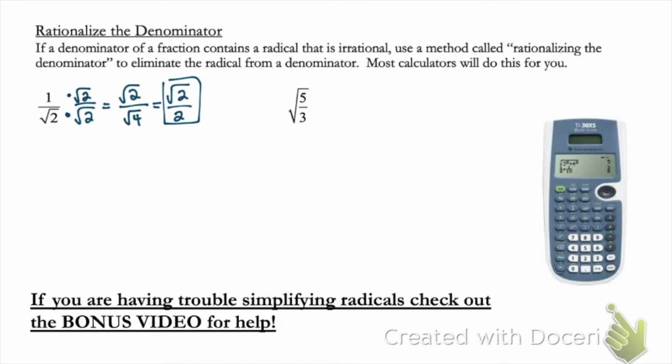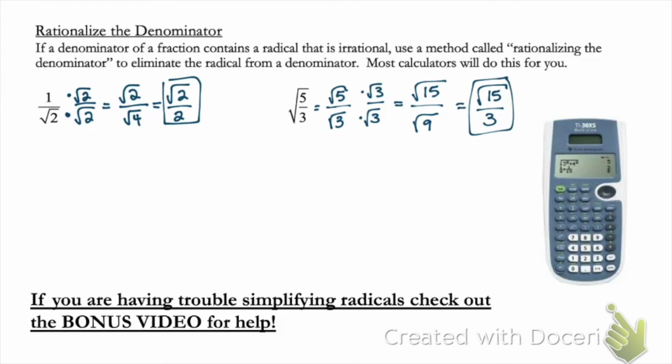All right, on the next one, I'm going to start by writing that as square root 5 over square root 3. And then we're multiplying the top and the bottom by the square root of 3. So we get square root of 15 over square root of 9, and the square root of 9 is just 3. So now these two answers are rationalized because the denominator does not contain a radical.